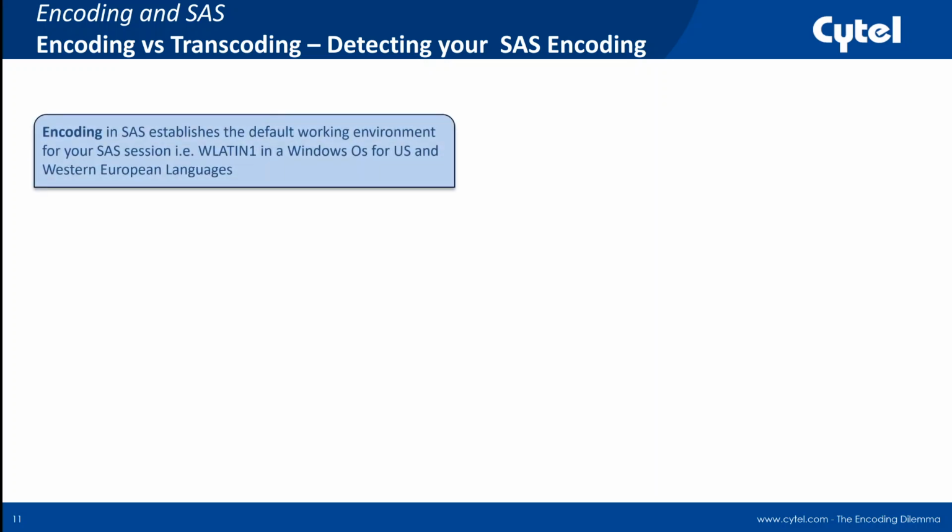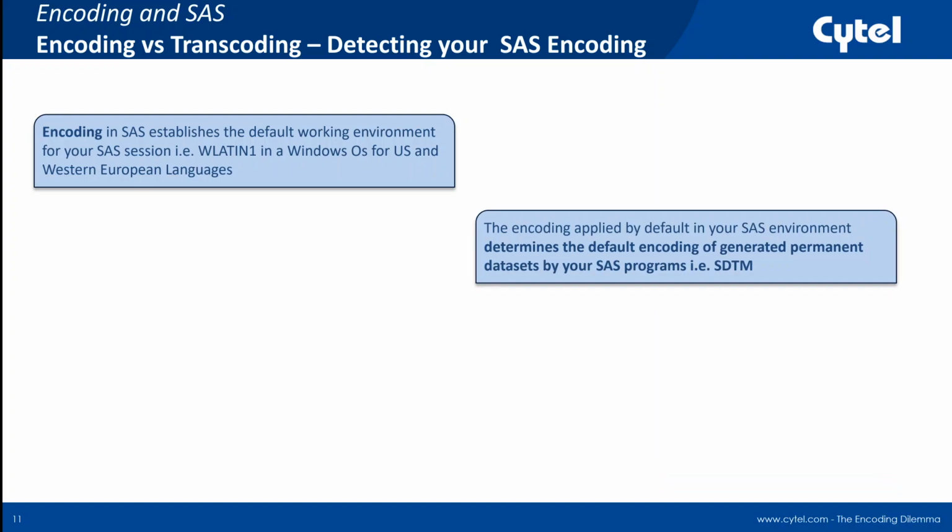The encoding defined by your SAS working environment determines the default encoding for your SAS session. For example, assume you are creating a CDISC SDTM dataset in your SAS session. All the SDTM datasets created will be saved using the encoding defined by your SAS environment. So if your configuration uses WLatin1 by default, then any SAS dataset you create in your session, either permanent or temporary, will be created using the WLatin1 encoding.